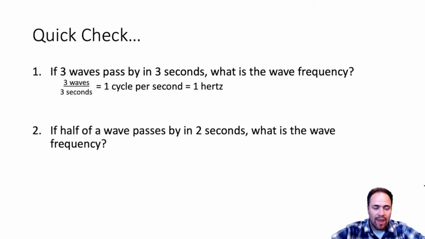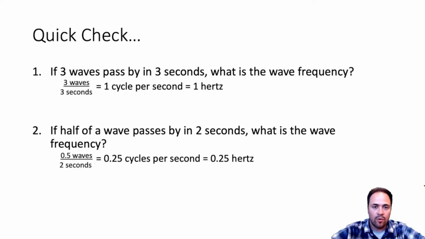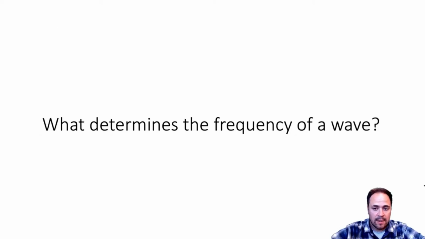If half of a wave passes by in 2 seconds, what is the wave frequency? So same process, 1/2 of a wave divided by 2 seconds of time gives us 0.25 or 1/4 cycles per second, or 0.25 hertz. Now, what is it that determines the frequency of a wave? For this, we're going to go to the PhET simulation and try some things out.